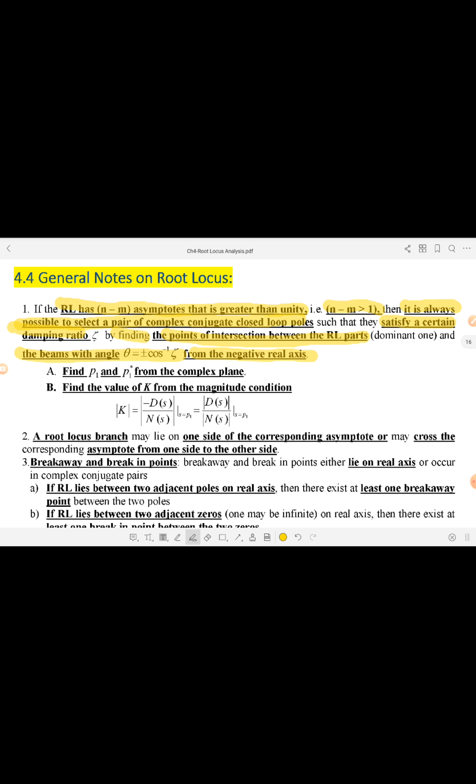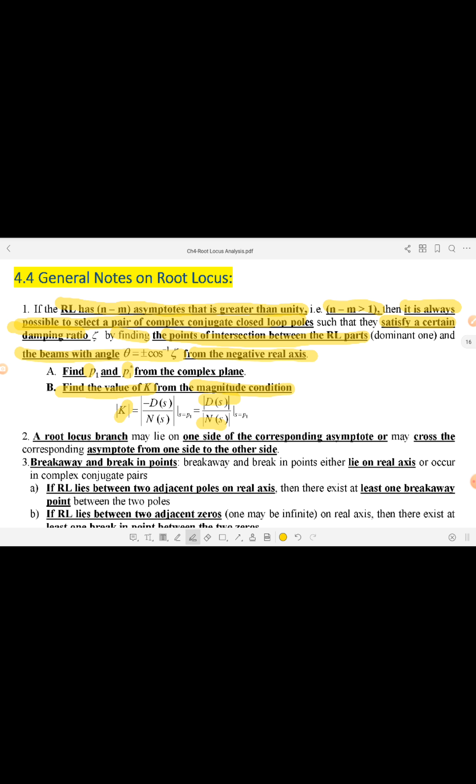After that, the intersection points are called P1 and P1 conjugate. These are the points that satisfy a certain damping ratio, and we can find the value of K after applying the magnitude condition, where the magnitude of K is equal to D over N. This is the normal way of designing control systems using root locus, and we will cover this in detail in the next chapter.